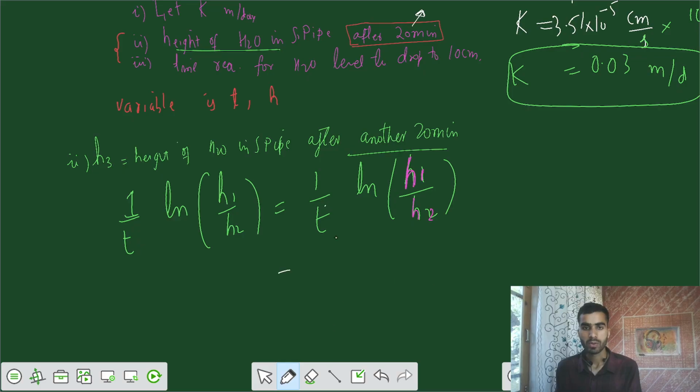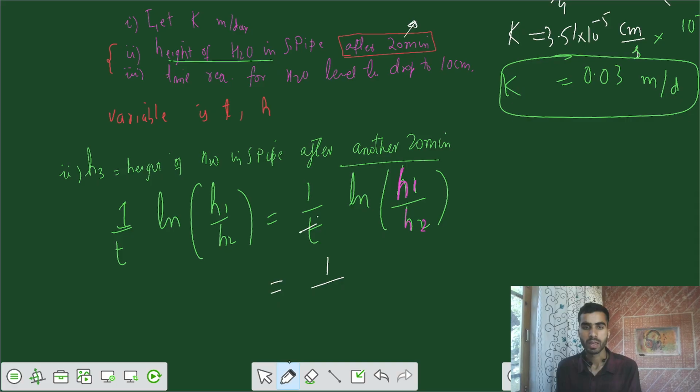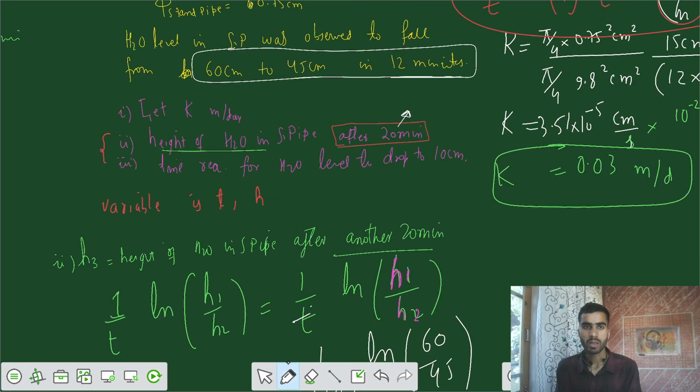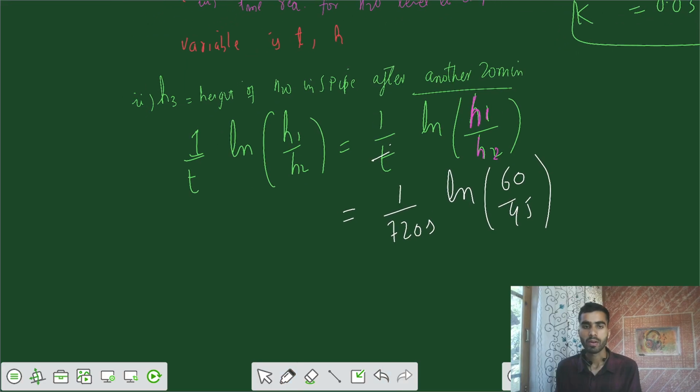Let me substitute those values in the time interval of 12 minutes. This was your 720 seconds, and ln of the initial value was 60 to 45. This is your H1, this is your H2. And I have already derived the value of K based on this result, so I would be using the same stuff for calculating the value of H3 now.